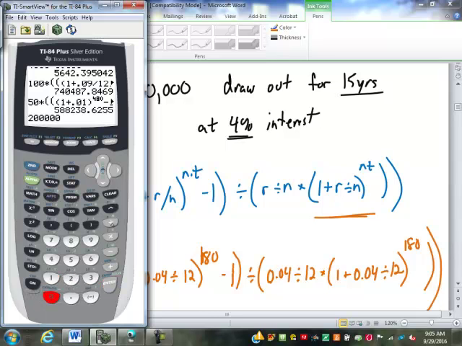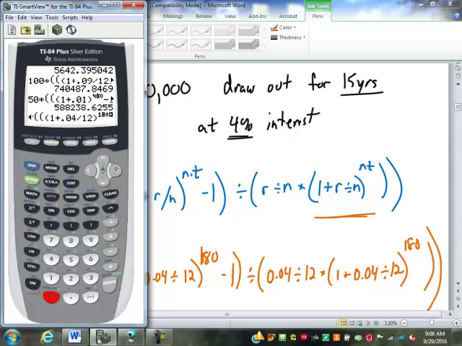200,000 divided by 1, 2, 3. Come on. 1 plus 0.04 divided by 12, close parentheses, power of 180. Now again, I have to arrow out. Minus 1, close, divided by, open parentheses, 1 plus 0.04 divided by 12, close parentheses, power of, oops, I missed something there, didn't I?